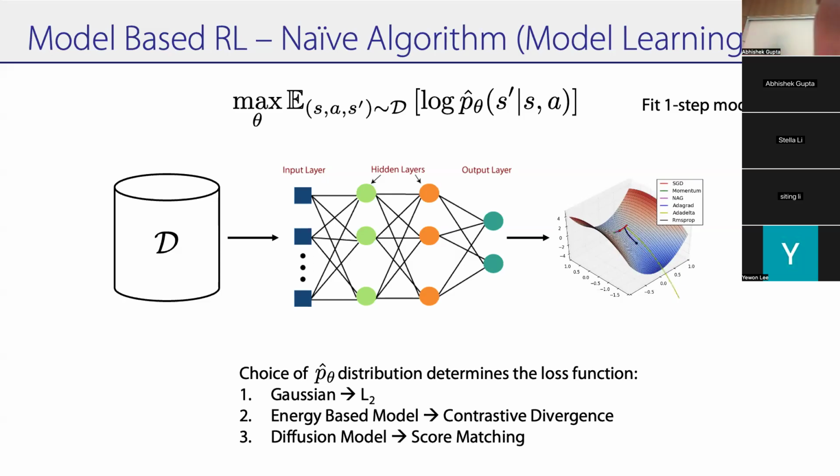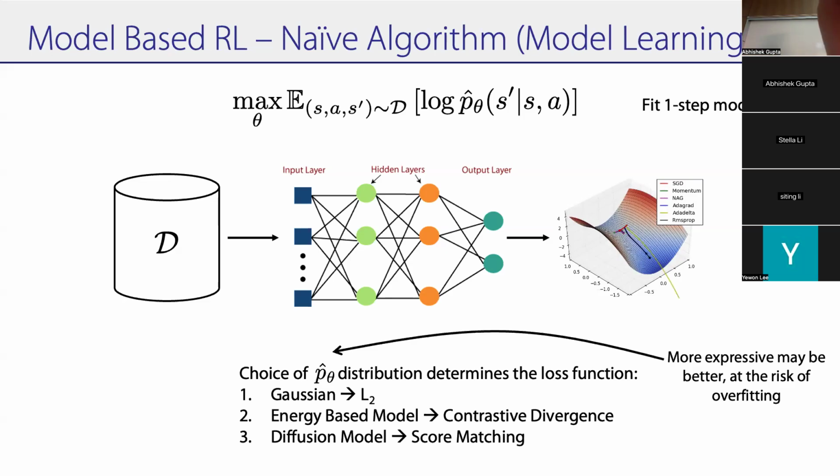Okay, good. So that is model learning. So we did that. The trade-off here is that more expressive models potentially overfit more in the low data regime, right? So system ID is nice in the low data regime because it overfits less, but with more expressive models, you need more and more data.